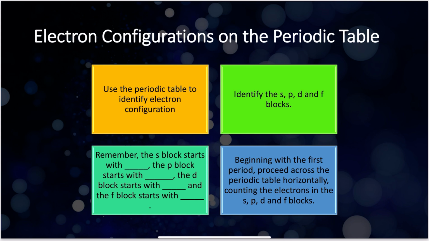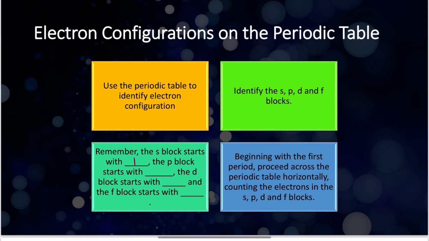We're going to use the periodic table to identify the electron configuration. So go ahead and pull out your periodic table now. You should be able to identify the S, P, D, and F blocks. The S block starts with 1S. The P block starts with 2P, the D block starts with 3D, and the F block starts with 4F. So S, P, D, and F are the order we're going to go, and it's 1, 2, 3, and 4.